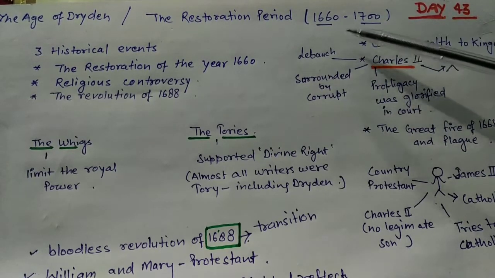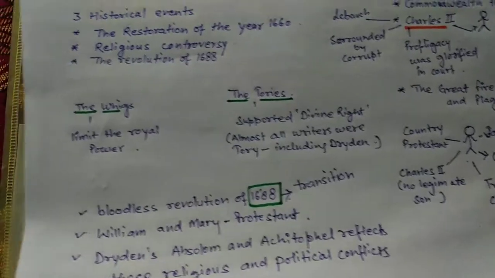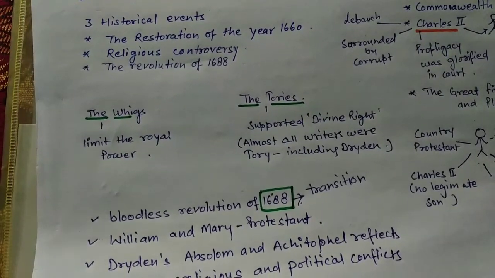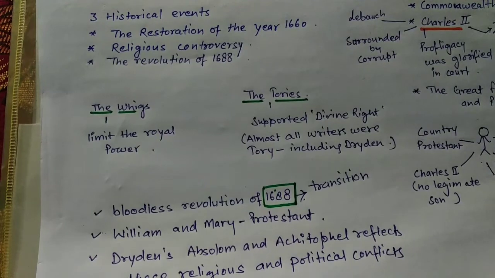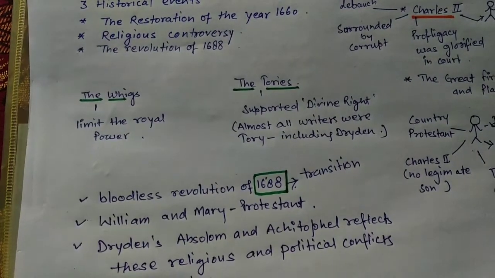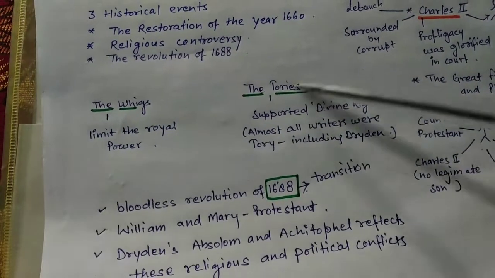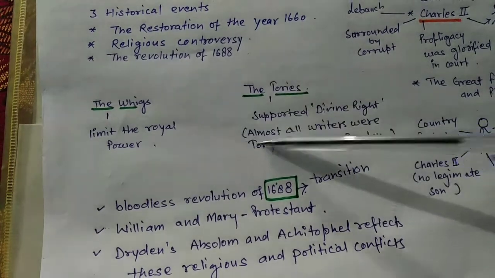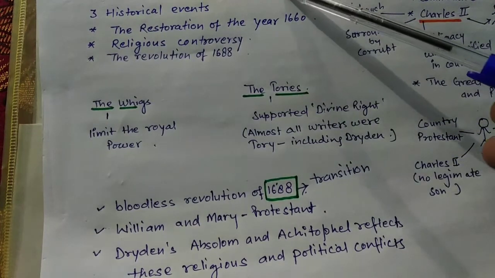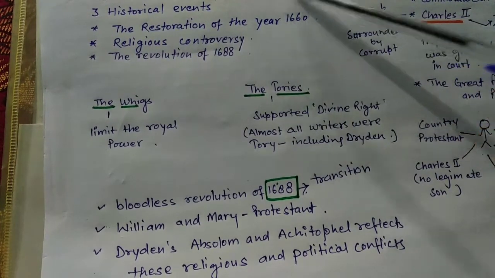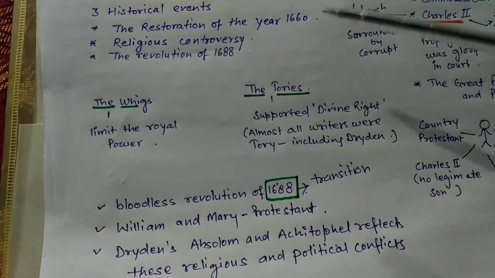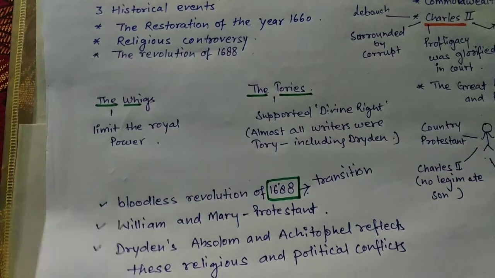तो अगर आपको उसके पीछे का रीजन पता होता है या उसके पीछे की स्टोरी पता होती है तो आप उसे भूलते नहीं है. So try to know the reason behind the things like the Whigs and Tories. We are doing discussion under the period, the restoration period or the age of Dryden. तो कहीं ना कहीं इनका connection बनाते हुए चलेंगे, ठीक है.